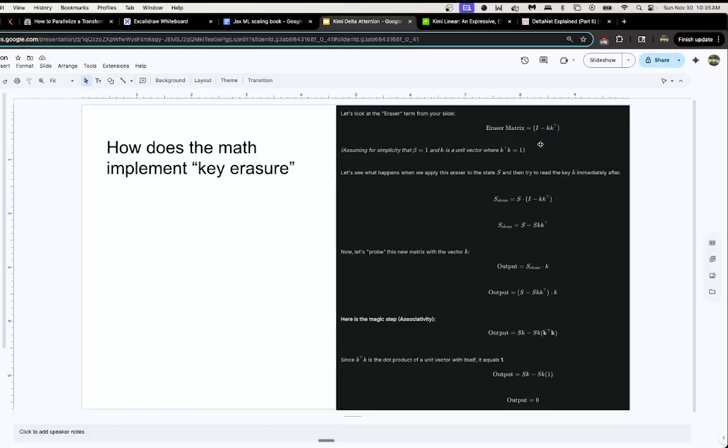If we look at a simplified case of this exact matrix, where beta is just equal to 1 and k of t is just a unit vector, then if we go through the math here, we have our S matrix times this erasure matrix, the identity minus KK transpose. First, just distribute the S, and this will be what we define as the cleaned matrix, we've had this mapping removed. And now, let's say that same key comes along again, and we probe the matrix. We do the matrix vector product here.